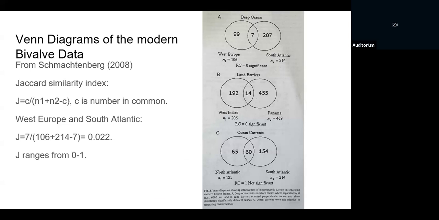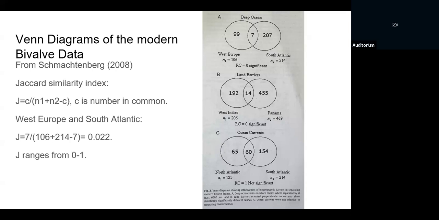So we have up here a comparison between species of clams that are found in Western Europe versus those in South Atlantic. So I'm comparing European with American faunas. Then here shows West Indies versus Panama. So this would be the Atlantic versus Pacific. And then this would be North Atlantic versus South Atlantic, comparing to see if these clams were the same. And this paper was published in 2008.